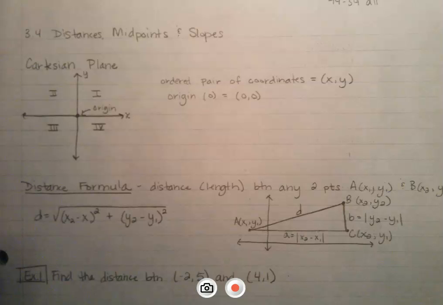All right, today for geometry we have lesson 3.4. We're talking distances, midpoints, and slopes. All right, so let's jump in. First of all, we have the Cartesian plane.